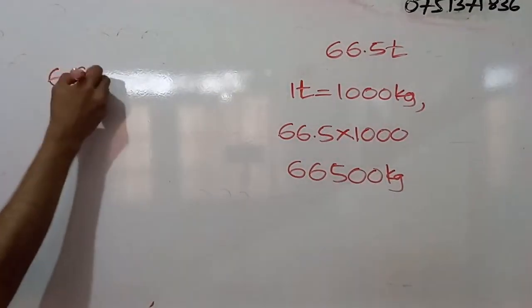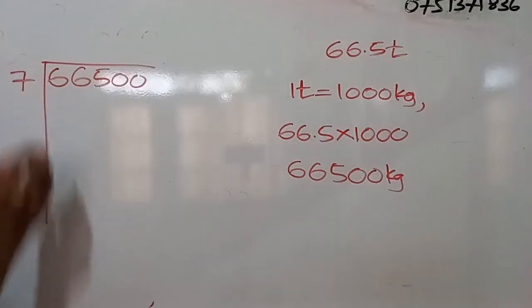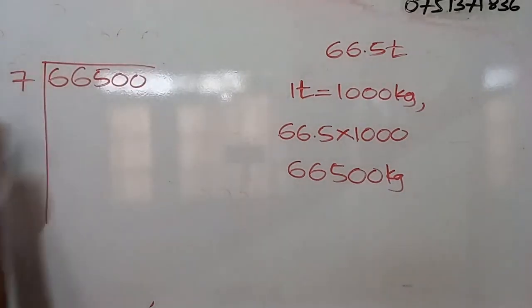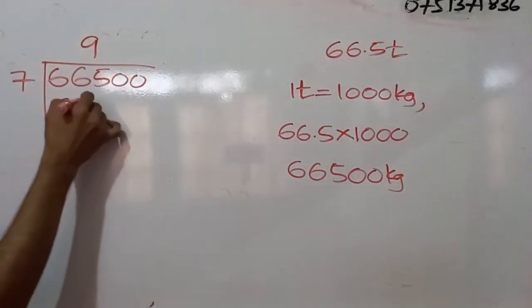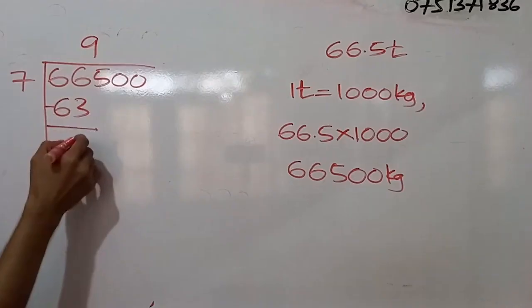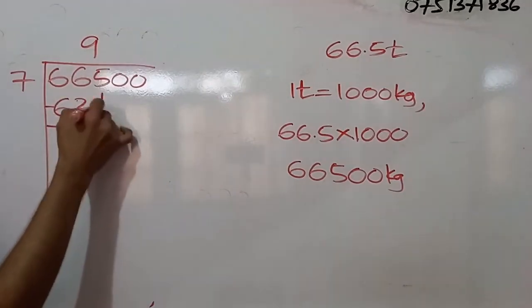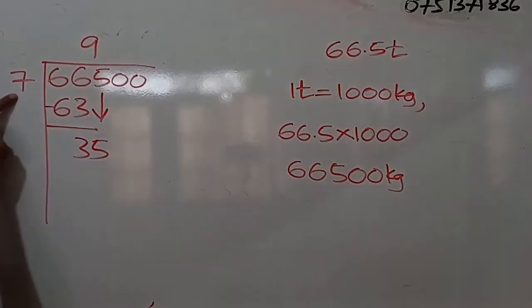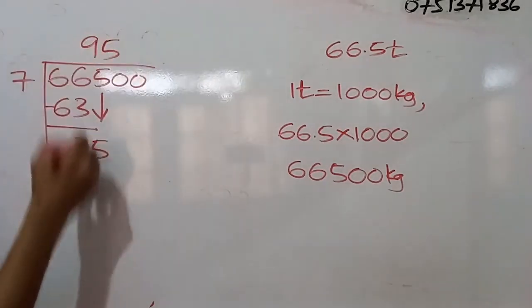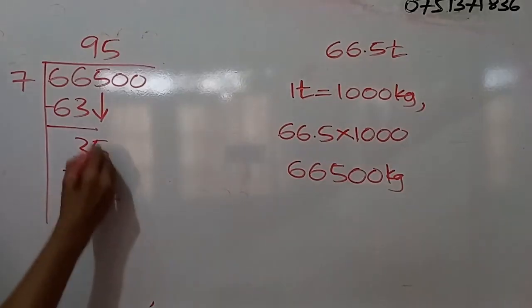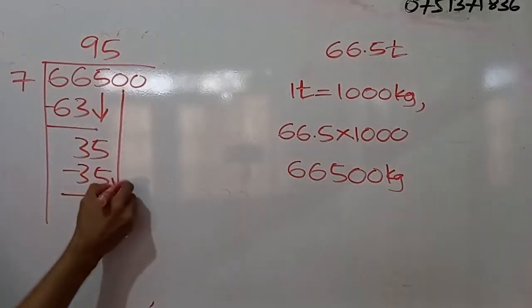Then we will divide 66,500 by 7. How many 7s are there in 66? We can go up to 9. 7 times 9, that is 63. 66 minus 63, we get a 3. Now we will take this 5. How many 7s are there in 35? Exactly 5. 7 times 5, that is 35. 35 minus 35, we get a 0. Now drag down this 0.